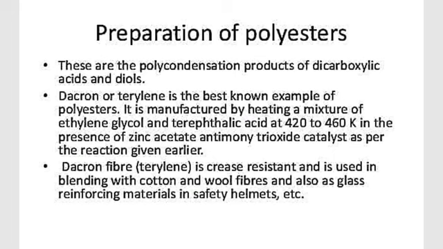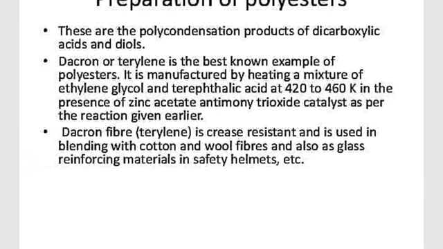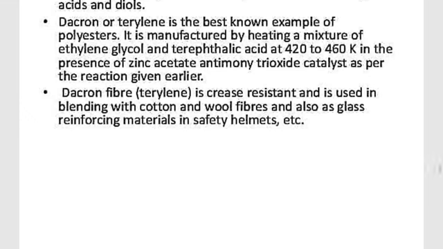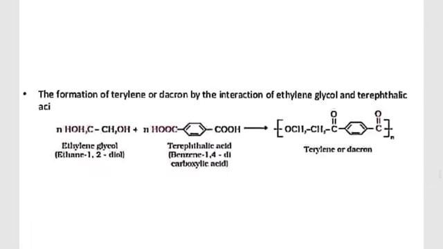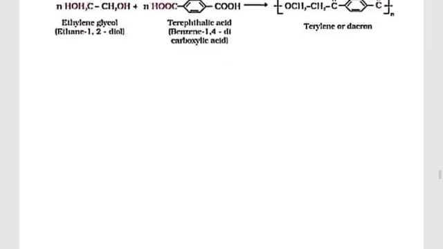It is manufactured by heating a mixture of ethylene glycol and terephthalic acid in presence of zinc acetate and antimony trioxide catalyst. Now we have discussed the reaction and Terylene is used to increase the resistance and is used in blending with cotton, wool fiber and also as a glass reinforcing material in safety helmet, etc. So polyester, Dacron is used. Polyester you would have heard, that is in fabric also, and it is used to make reinforced glass apparatus. And as an example, you can see the reaction of ethylene glycol combining with terephthalic acid to give Terylene or Dacron.